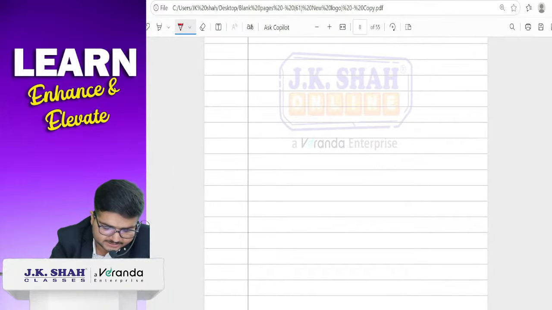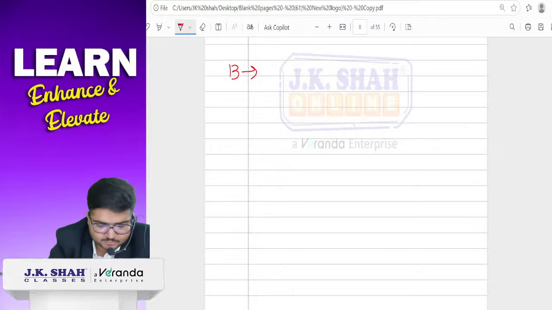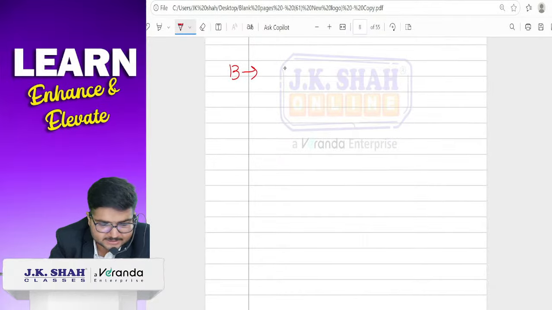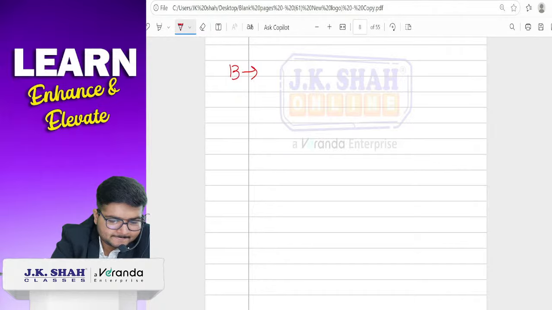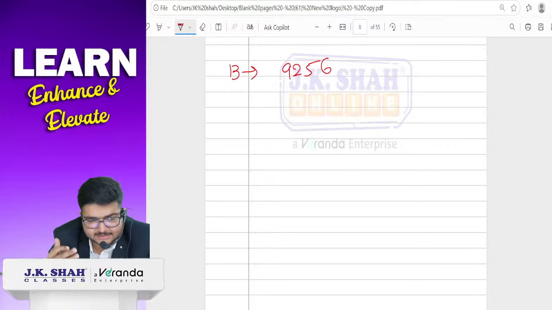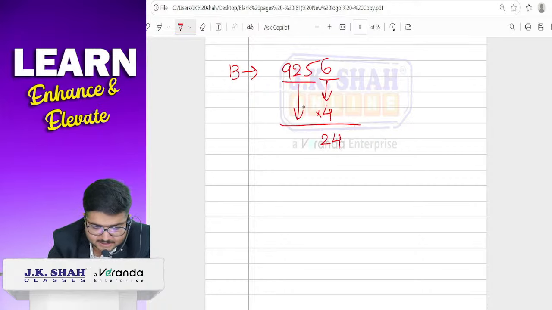Let us do a 4-digit number with the 13 divisibility rule, right? 9256. I have taken a greater number, so we'll do a difficult sum. The last digit is 6. Always multiply it by 4. 6 fours are 24. Bring the digits down. 925 plus 24 is 949.